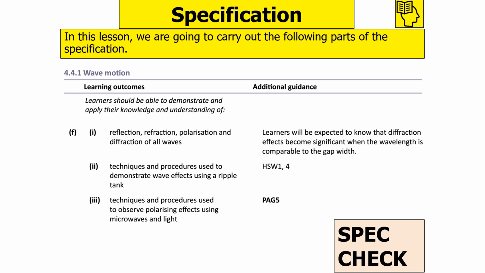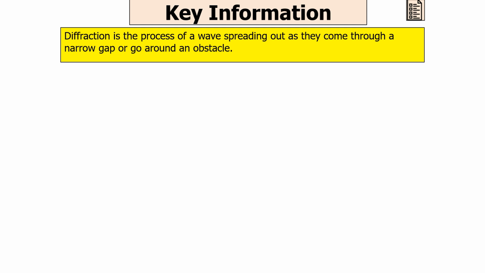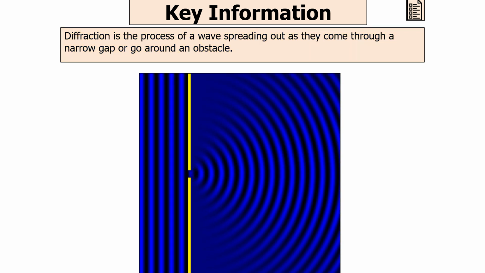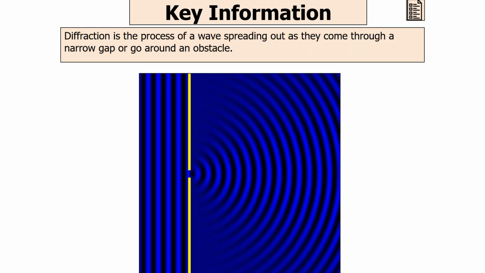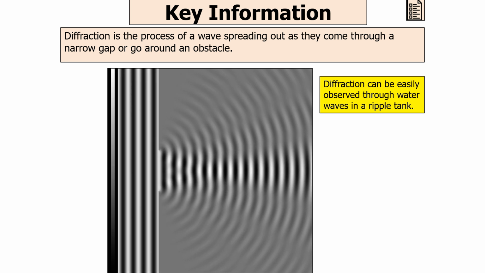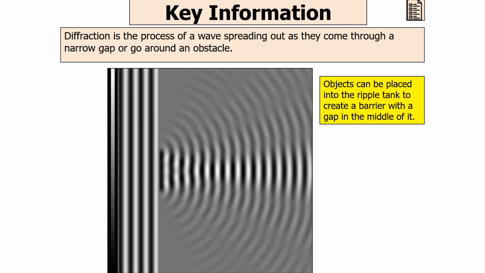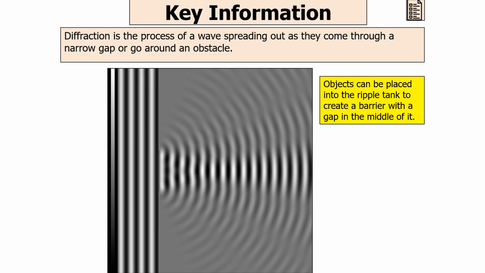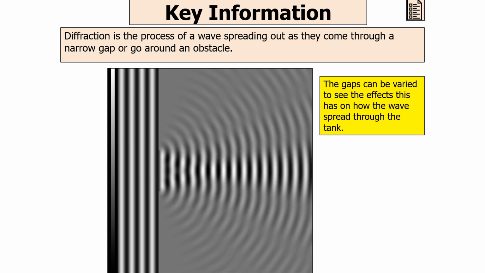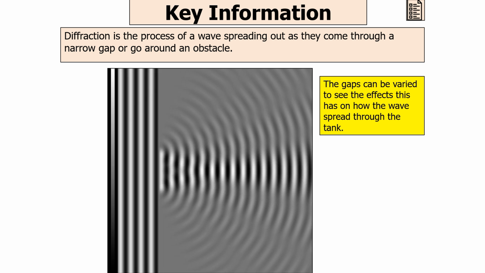Wave motion. Now diffraction is a property which is unique to waves, and diffraction is the process of the wave spreading out as it comes through a narrow gap or around an obstacle, as shown in the following image. Diffraction can be easily observed through water waves in a ripple tank. Objects can be placed into the ripple tank to create a barrier with a gap in the middle of it. The gap can be varied to see the effects that this has on the wave spread through the tank.